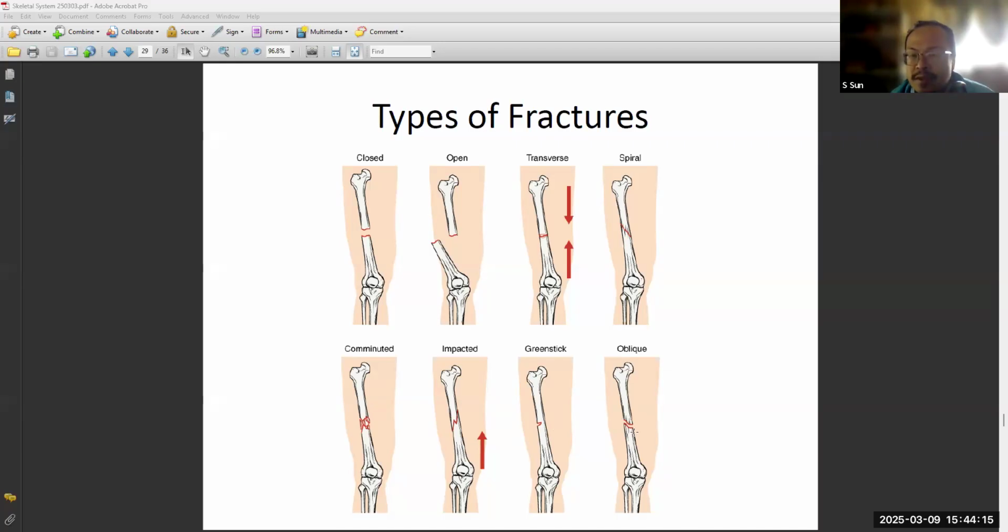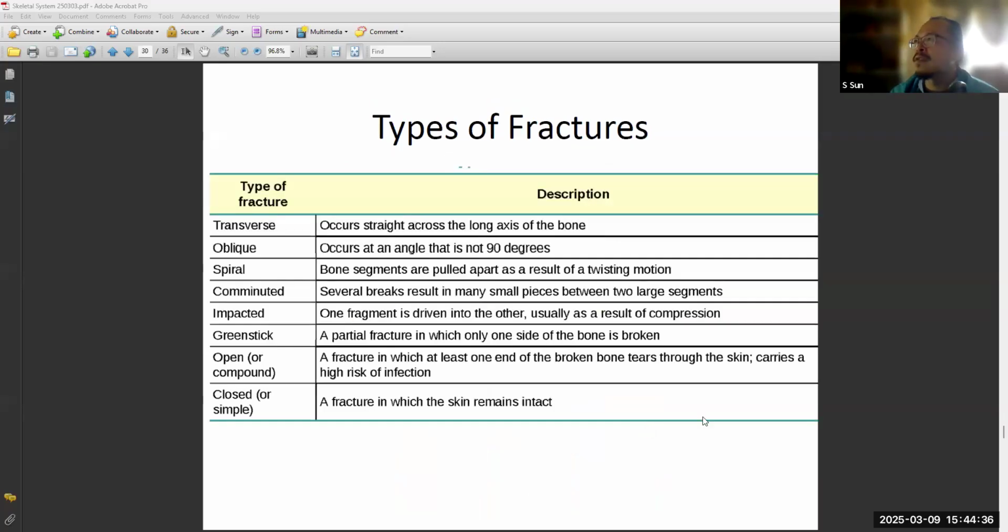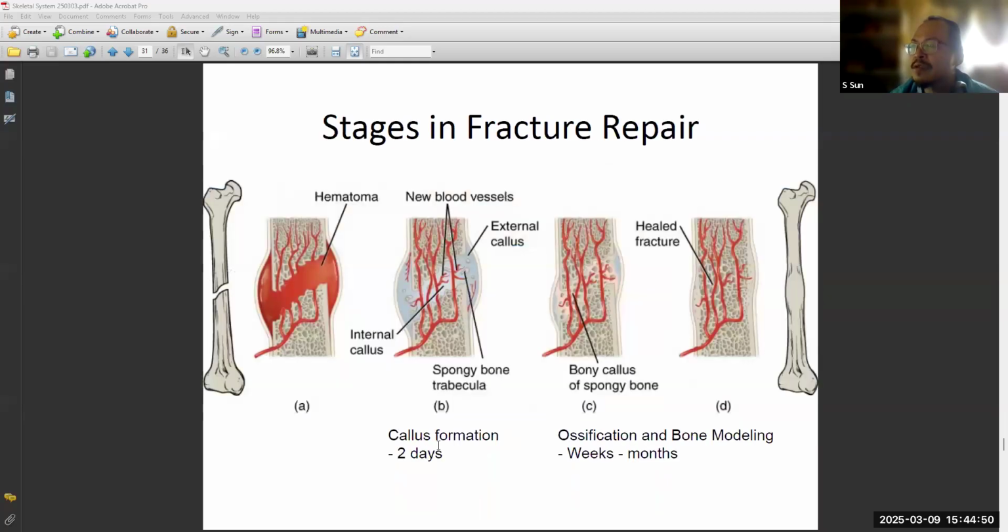What we eventually want to do is to put these ends to meet each other and then allow them to heal. That's the overall goal of this procedure. So how does bone heal? Here are different types of fracture, a more descriptive summary of what we just talked about: transverse, oblique, spiral, etc. But how does bone heal? Bone healing goes through about weeks to months.